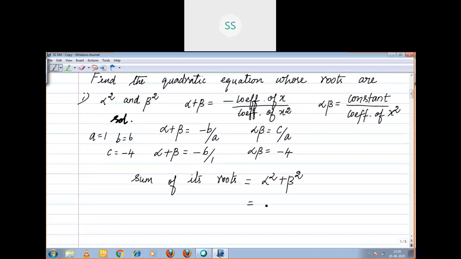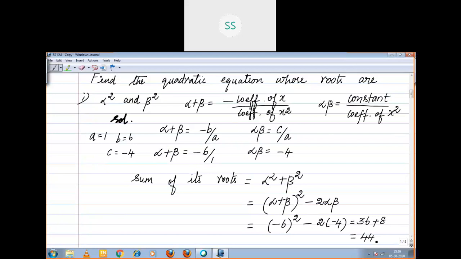Already I have discussed with you children. You have to recall the identity. Again I am going to tell you, right? Alpha square plus beta square equal to alpha plus beta the whole square minus 2 alpha beta, right? You know the value of alpha plus beta and alpha beta. Now you are going to substitute here: minus 6 the whole square minus 2 into minus 4, which is equal to 36 plus 8, which is equal to 44, right?